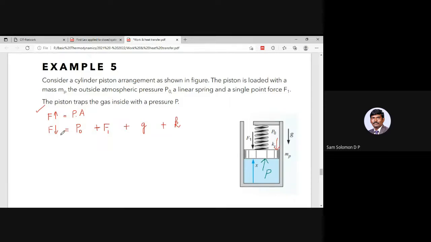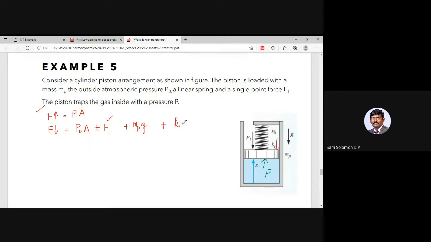We are writing it in terms of force. So the pressure P naught exerted by the atmosphere on the piston should be multiplied by area of the piston. So this is P naught A. This is a single point force, so this is automatically in terms of Newton. So we need not touch this. And this is acceleration due to gravity, so what should we do? We should multiply this with mass. So that would give you the weight.